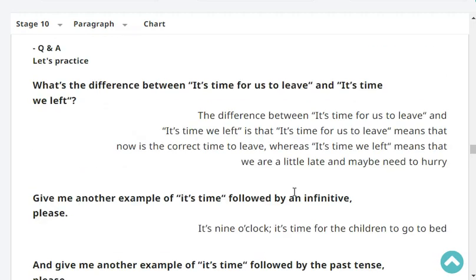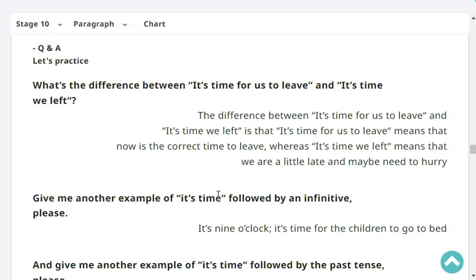What's the difference between it's time for us to leave and it's time we left? The difference between it's time for us to leave and it's time we left is that it's time for us to leave means that now is the correct time to leave, whereas it's time we left means that we are a little late and maybe need to hurry.